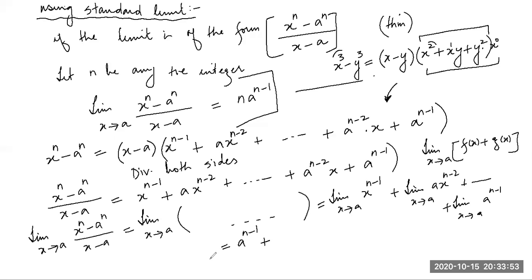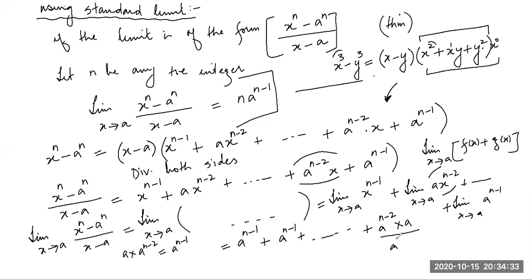So this will be a into a raised to power n minus 2, which is equal to a raised to power n minus 1. Are you understanding, Ishma? Yes, sir. Anna? Just a into a raised to power n minus 2, plus dash dash dash. And then what do you get? I'm sorry, I forgot to write this. Tell me what will be the limit of this as x approaches a. It will be a raised to power n minus 2 into a, so that will again be a raised to power n minus 1. And the last, where x is not there, simply write it the same way, a raised to power n minus 1.